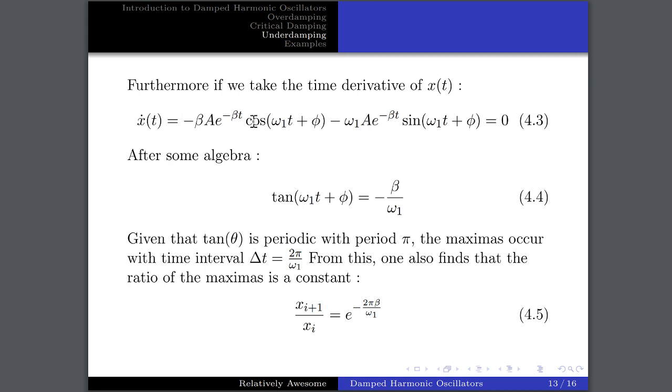Furthermore, if we take the time derivative of the position, we obtain the following. To do this, what we're doing here is to determine the positions of the maxima, and after some algebra, we find that tan of omega 1 t plus some phase angle is equal to minus beta over omega 1. Given that tan theta is periodic with pi, the maxima occur with time intervals delta t equal to 2 pi over omega 1, and from this, one also finds that the ratio of the maxima is a constant.